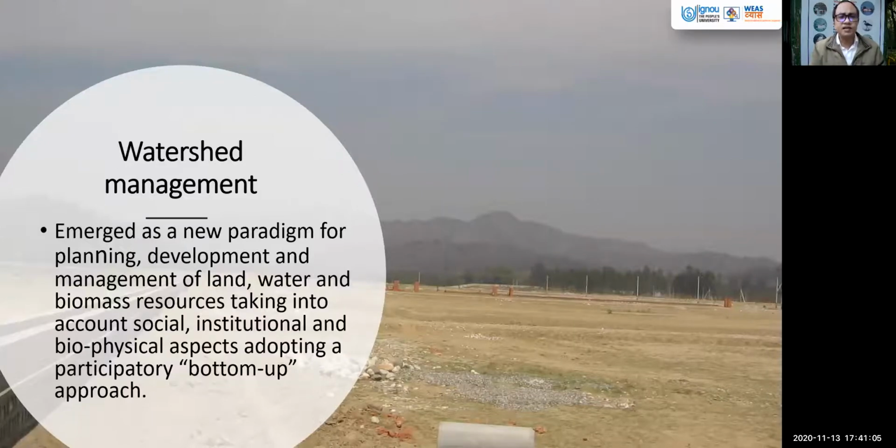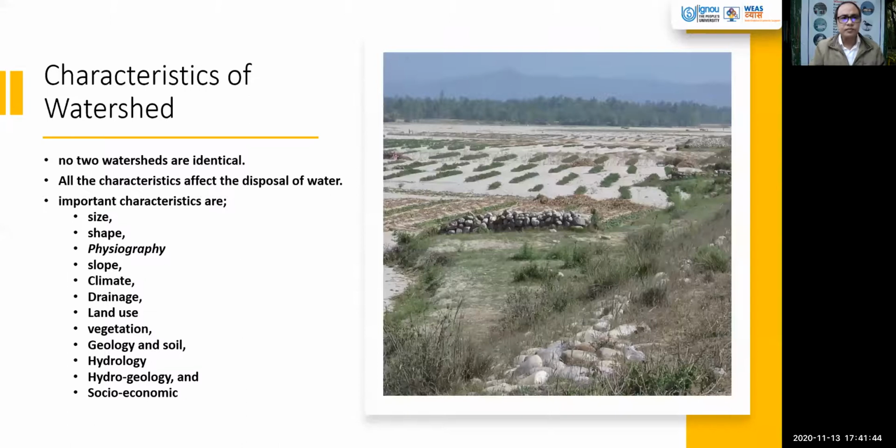So then, what is watershed management? It emerges as a new paradigm for the planning, development, and management of land. Watershed management is not only about the flow of rivers and water. It is talking about land, water, and biomass resources, taking into account social structure, because when we talk about landscape ecology, we talk about the culture of that particular area. So the institutional and biophysical aspects adopt a participatory, bottom-up approach.